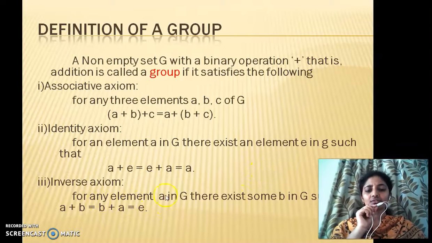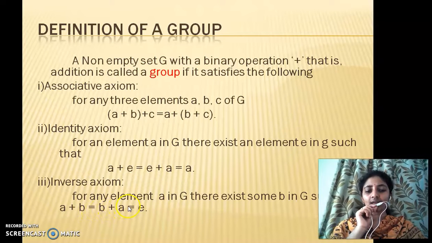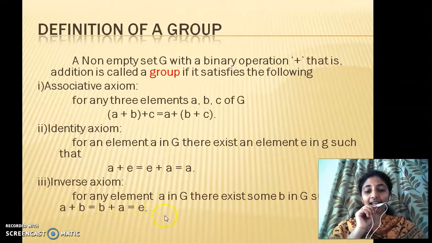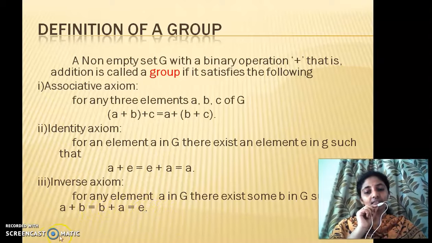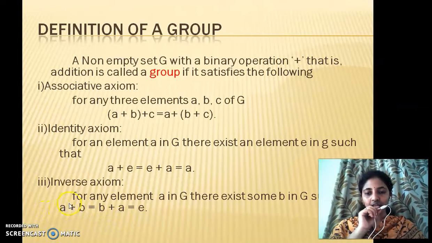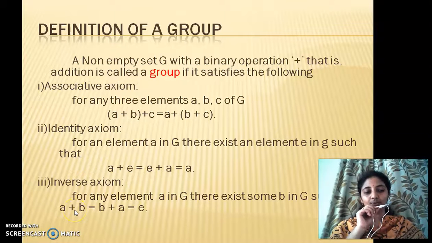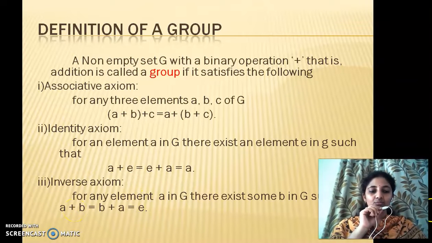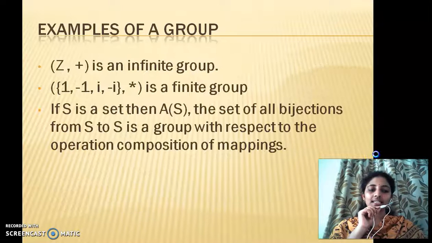Here, if we take two elements a and b of this set, if we add these two elements, if the result is equal to the identity element of that set, then we say that b is the inverse of a and a is the inverse of b. Here, a and b are inverses of each other.